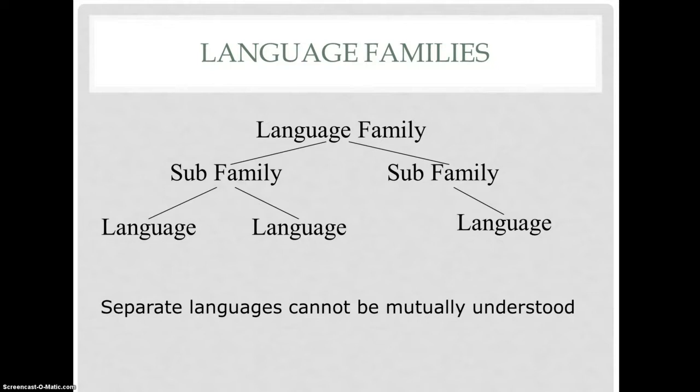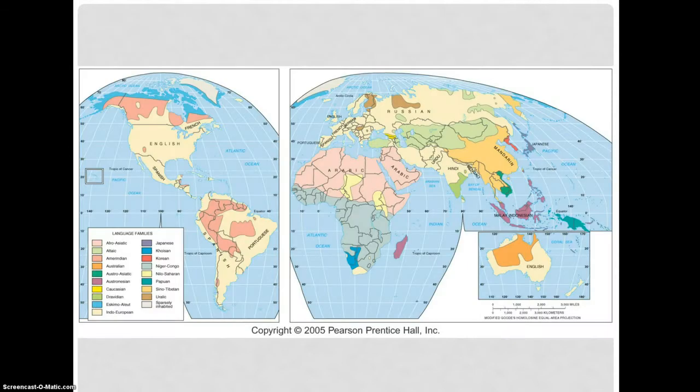Languages cannot be mutually understood, and that's what separates one language from the other. I can understand some Spanish words because there's enough cognates that are similar. I can understand some French, but generally I can't understand them completely, and that's the difference. That's what differentiates languages. So we can look at formal regions.